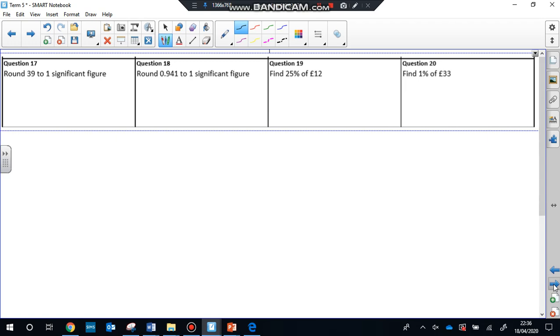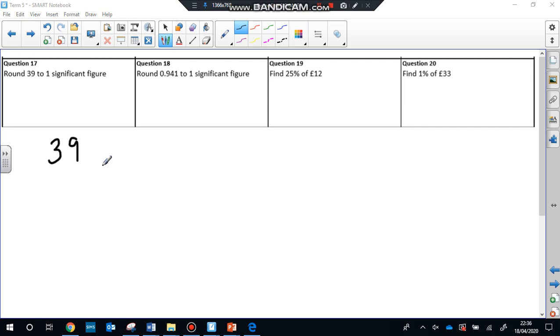Question 17, we're rounding to one significant figure. So I've got the number 39. Now one significant figure means I'm looking for the highest place value. Okay, so I've got units here and tens here. So it's this number I'm interested in. And this number, the units column, is going to be filled with zeros. Okay, so if I think about it, what I'm doing is I'm cutting off here.